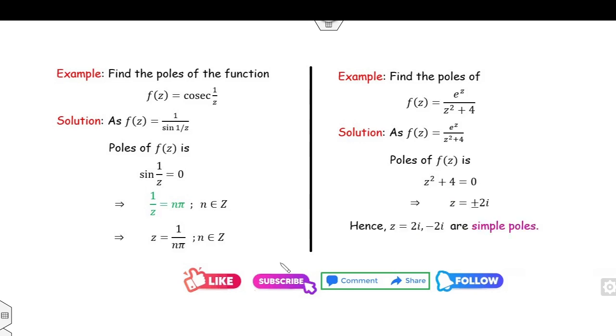Now since these are distinct roots, we can say these are simple poles. Again, if I take n equal to 1, 1 over pi, 1 over 2 pi, 1 over 3 pi, all are distinct roots. So again, these are called simple poles. Now, based on this example, you can see 1 over n pi is basically a sequence. I can consider this as a sequence where n is an integer: 1 over pi, 1 over 2 pi and so on.